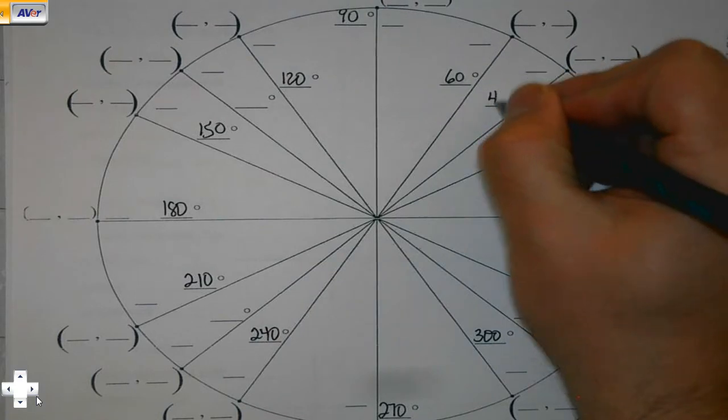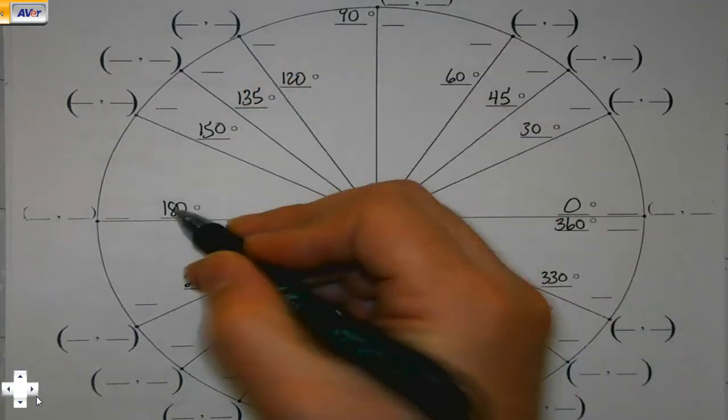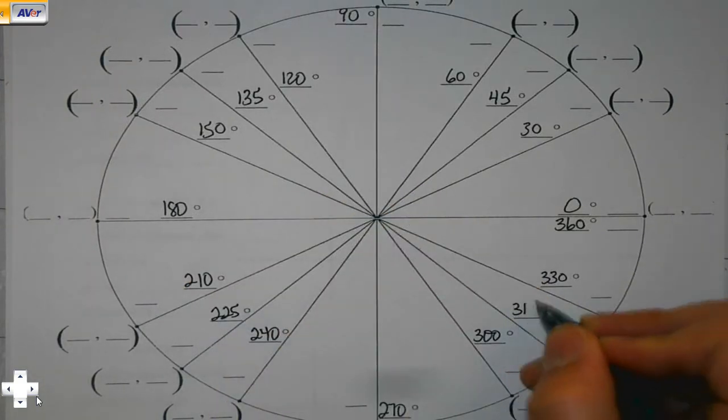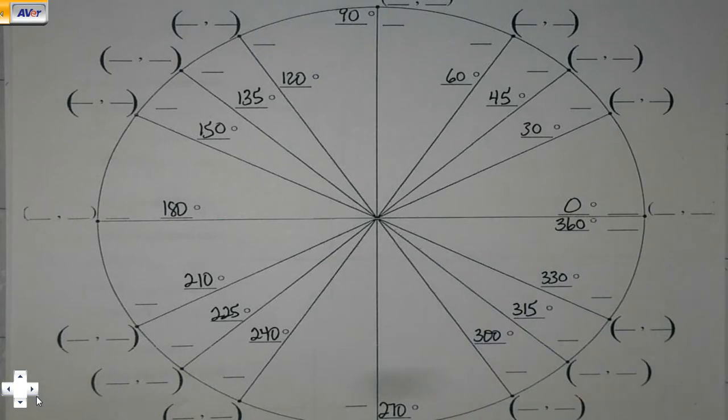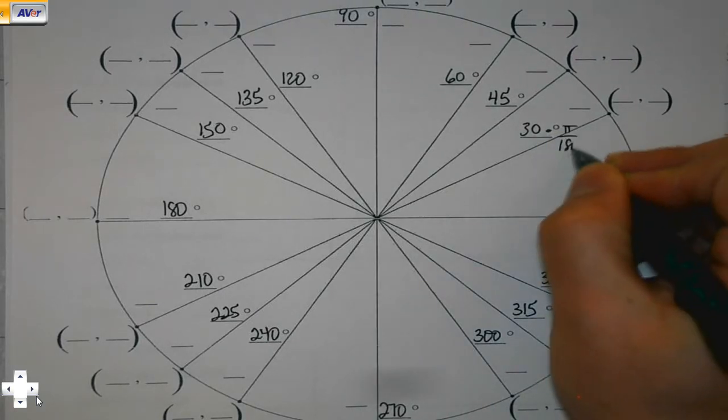So you're going to need to have a grip on your multiples of 30 and 45 to be able to whip around. You're not going to have the time or a calculator to be able to be doing this anyway. Okay? When we get to our radian measures, reminder, we just got to get that first one started.